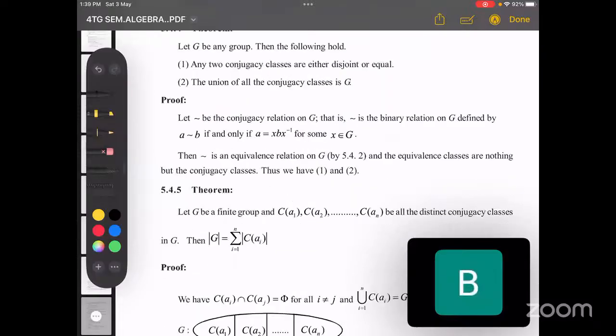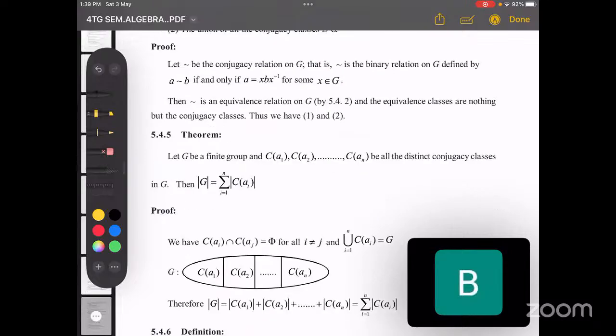Okay. Next, this is a small theorem. Sometimes it will be asked as a 5 marks question.